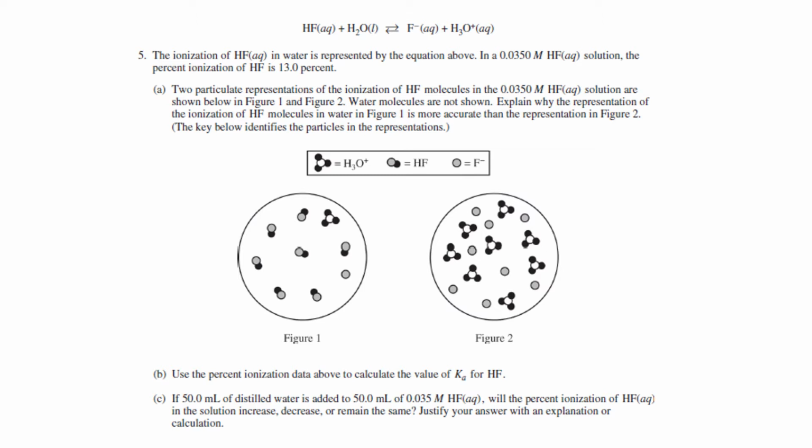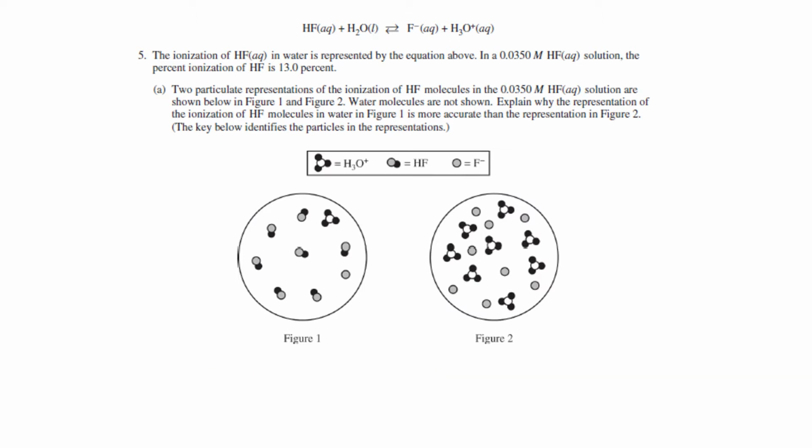There are 3 parts to this question. The first part is we're doing an analysis of 2 particulate drawings, and they want to know why figure 1 is more accurate. In part B, we're going to use the percent ionization, which is 13%, to calculate the Ka value for hydrofluoric acid. And the last part, they want to know what would happen if 50 ml of distilled water is added to 50 ml of the 0.035 molar hydrofluoric acid. So we're going to break this up into 3 different parts.